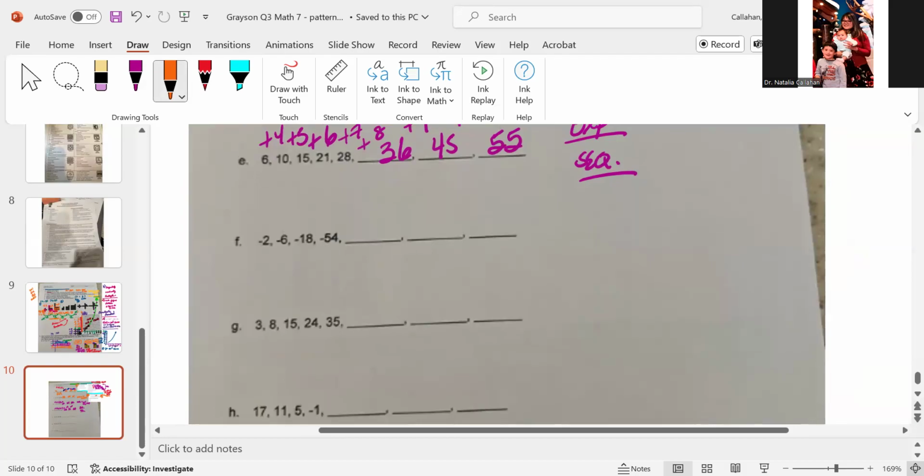F. Multiplying by 3. Okay, explain how you do that. Minus 2. Good. Okay, keep on. What's your next answer? Done.